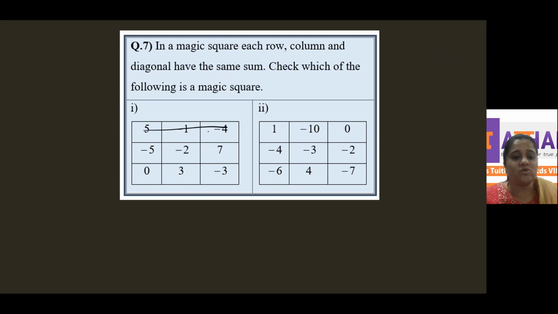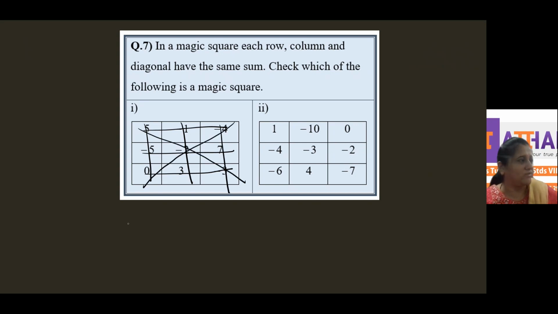First row, second row, third row. First column, second column, third column. First diagonal, second diagonal. So in this square, 3 rows, 3 columns, 2 diagonals. All of this should have the same sum. If they have the same total, it's a magic square. If even one of these 8 has a different total, it's not a magic square.